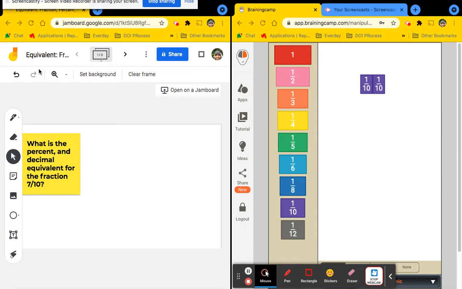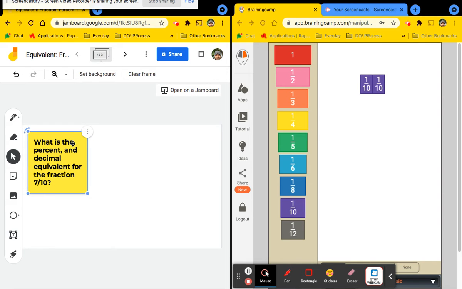So you have a Jamboard. It's called equivalent. Equivalent means equal to. So these represent the same values. All of these values are based on 100%. Wholes, like one whole, two wholes. And one. So what we're gonna do is just use BrainingCamp, and this does it for you, but I just want you guys to see more of a visual of how this looks. This might be familiar to some of you.